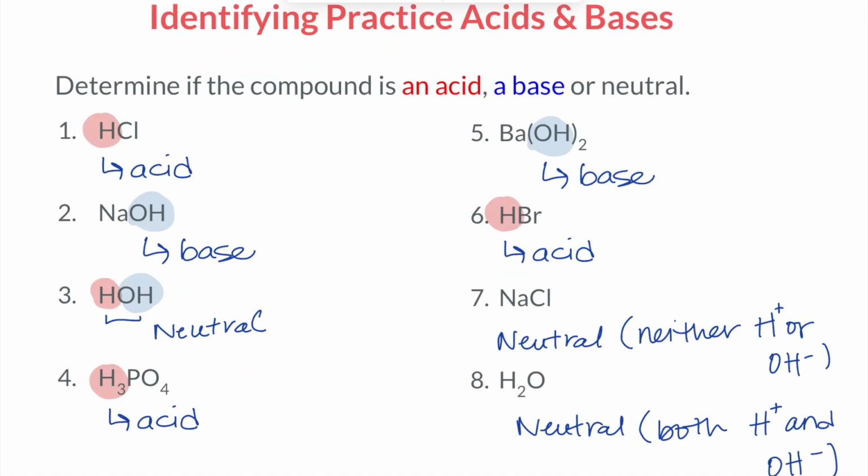All right, just to check our answers here. Number 4 has a hydrogen to start, so that is an acid. Barium hydroxide, that OH indicates that it is a base. HBr starts with an H, so that is an acid. When we get to 7 and 8, NaCl doesn't have that H or that OH, which means that this is neutral. H2O is another way we can write HOH. So H2O is neutral because it has both that hydrogen and that hydroxide ion.